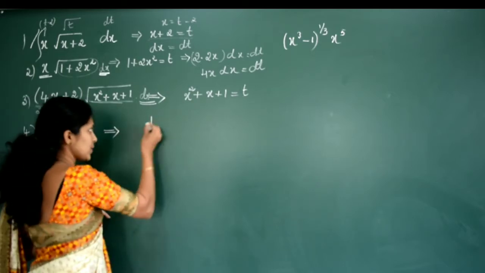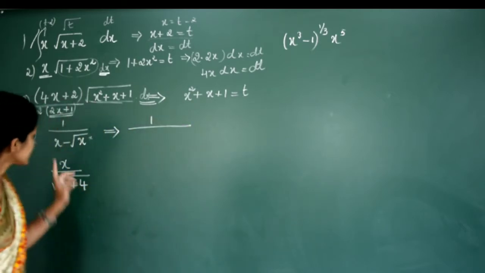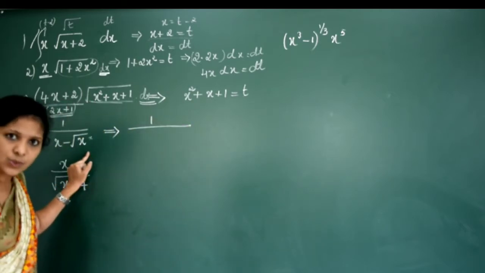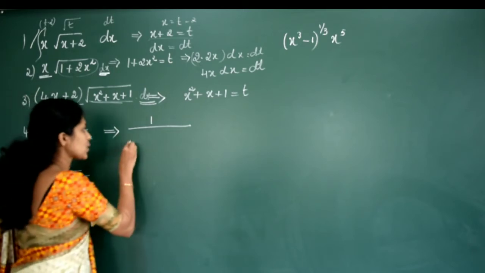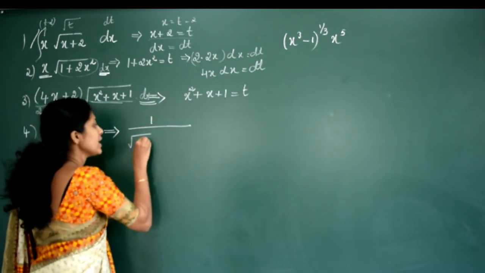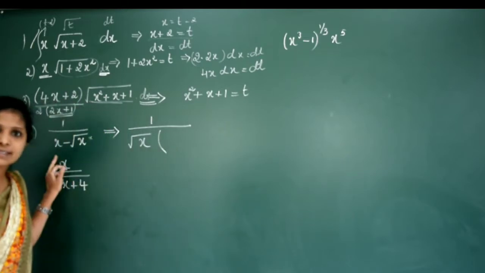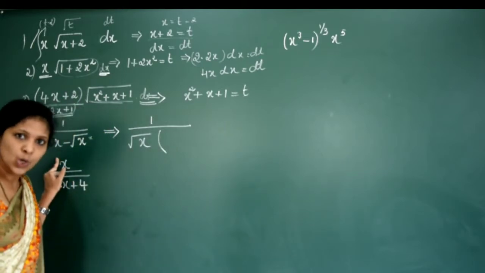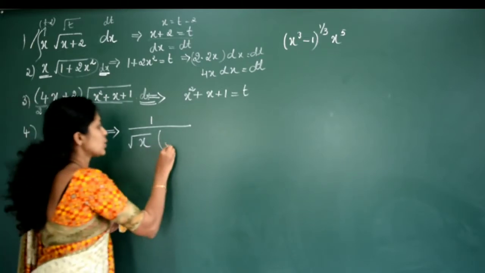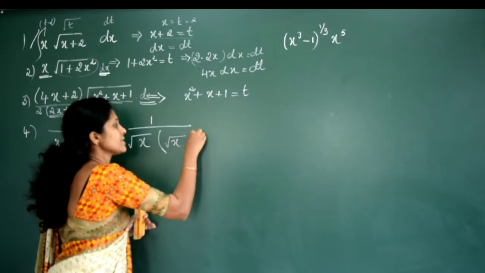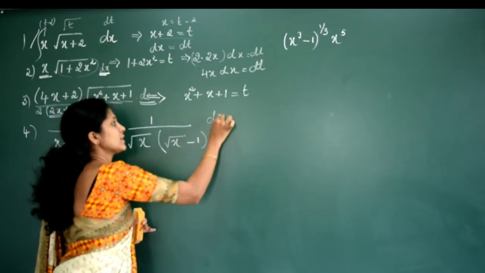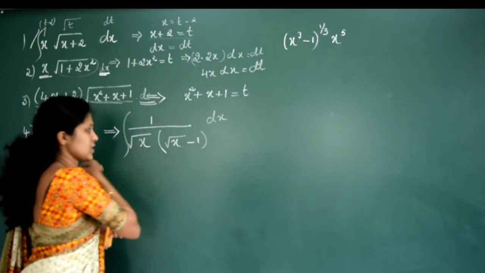So what you can do is write it this way. See here, x minus root x is there. Here I will take root x common. Okay, root x is common. So what is remaining here? x can be written as root x into root x. So remaining with root x minus 1 into dx. So this will be the integration.